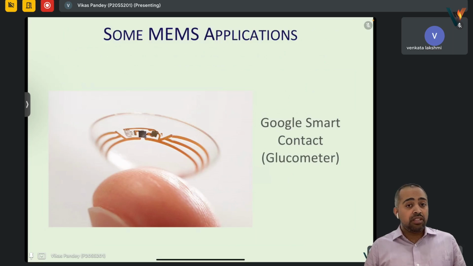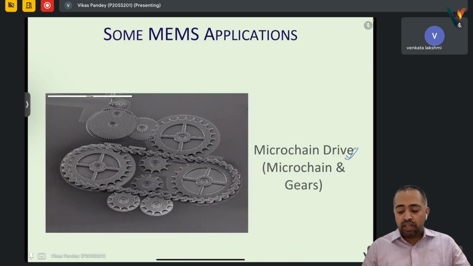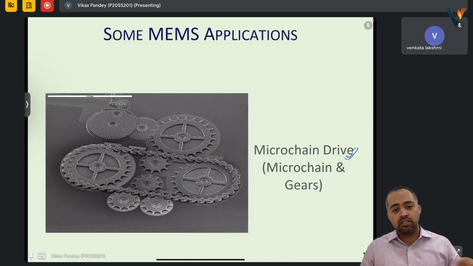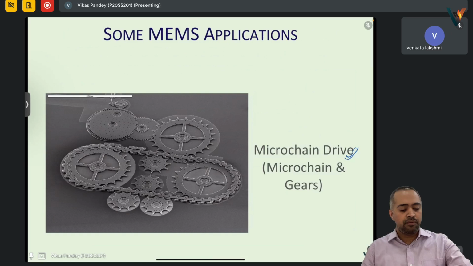Some other devices, like the Google Smart Contact Glucometer, have come. If you search, you just put on this lens in your eye, and it will be able to read your glucose. As such, your diabetes can be monitored much more easily. Then there are microchain drives, with microchains and gears. Like you see, this is the complete gear and chain structure.